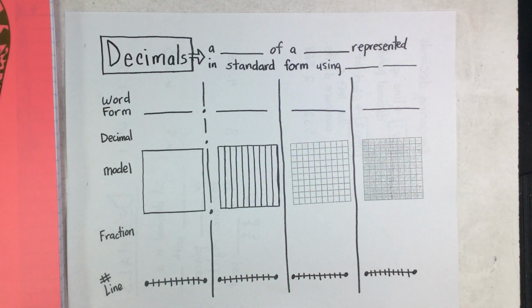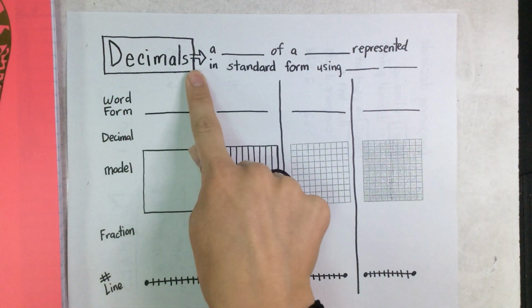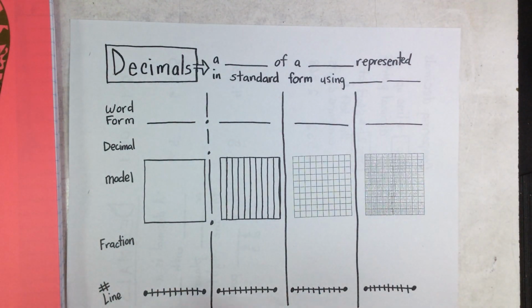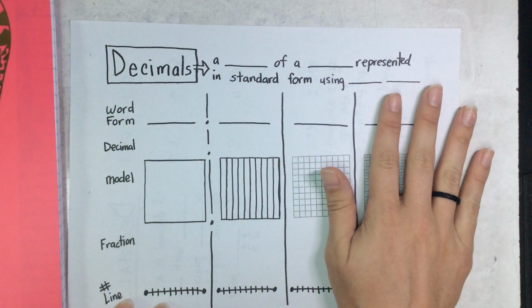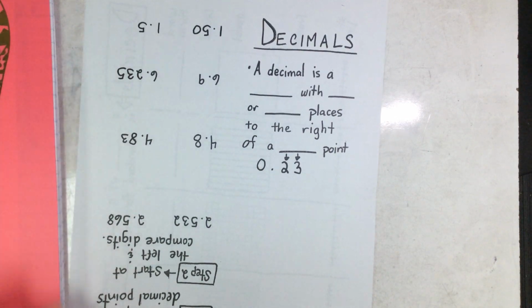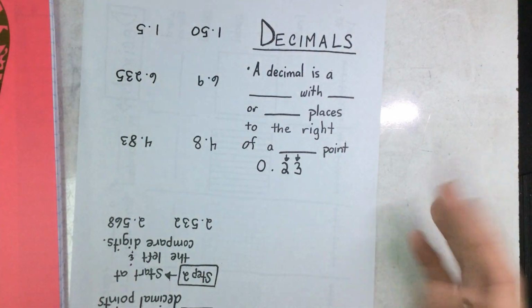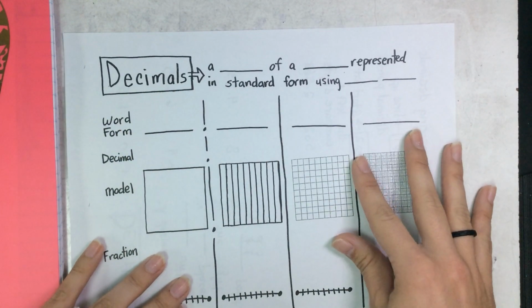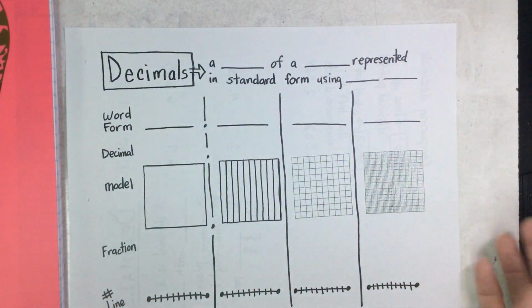Hello, ladies and gentlemen. We are going to talk about decimals today and use this foldable to fill in some notes on decimals. We are only going to fill out this whole side and this part right here. We're going to save this comparing and ordering for later. So just this part and this part. Okay, so let's start by folding it.